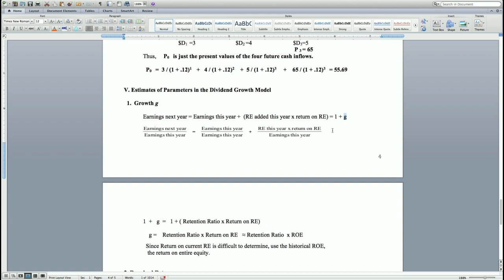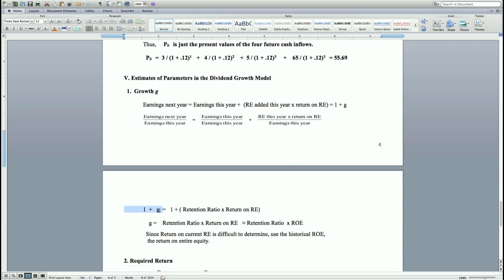So earnings next year over earnings this year equals earnings this year over earnings this year plus retained this year earning multiply retained earnings over earnings this year. So the growth one is from the current earnings, you should add additional growth by using internal money, and the formula will end up 1 plus G.